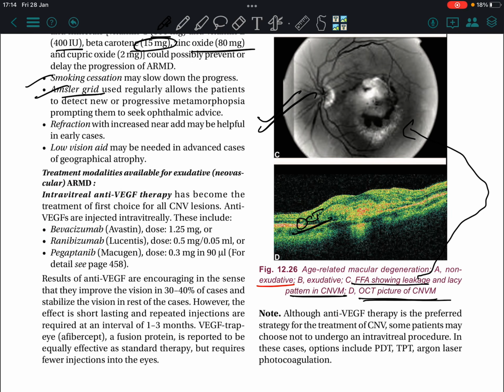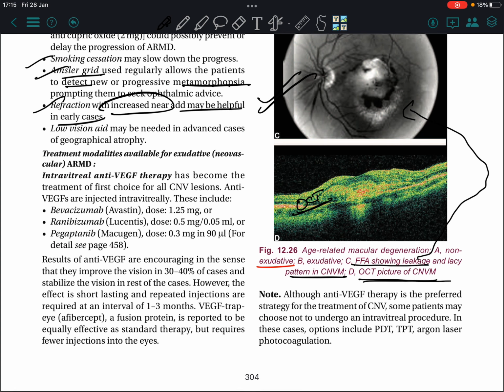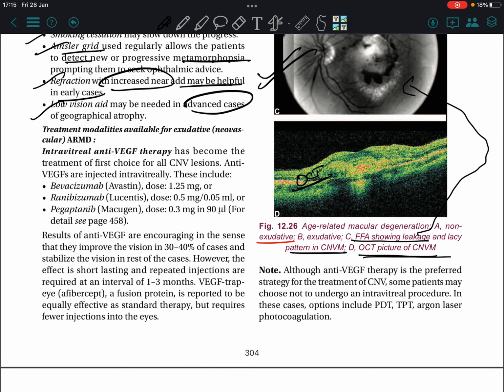Smoking cessation. Amsler grid used regularly allows the patient to detect new or progressive metamorphopsia. Refraction with increased near add may be helpful in early cases. Low vision aids may be needed in advanced cases.